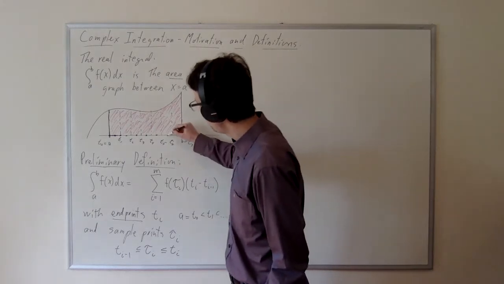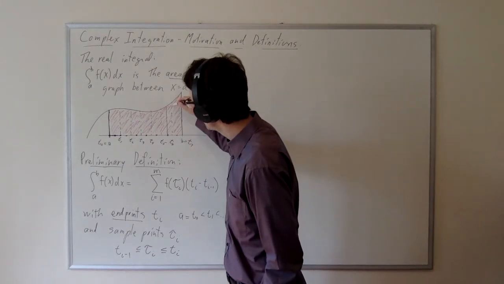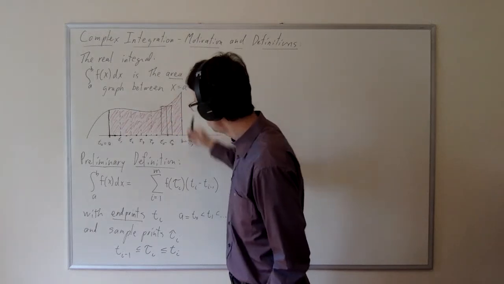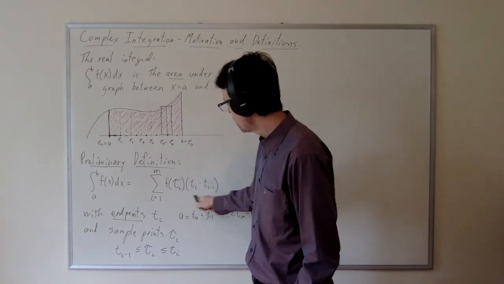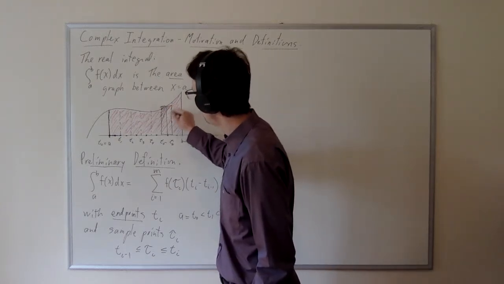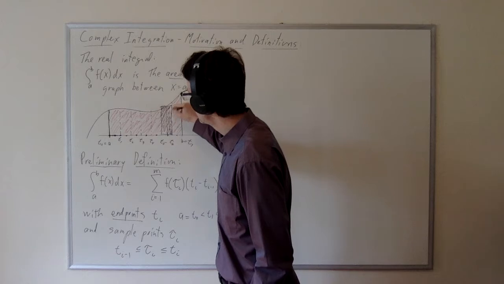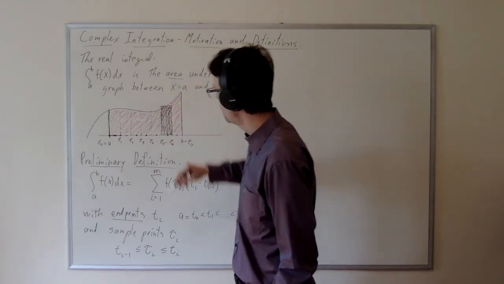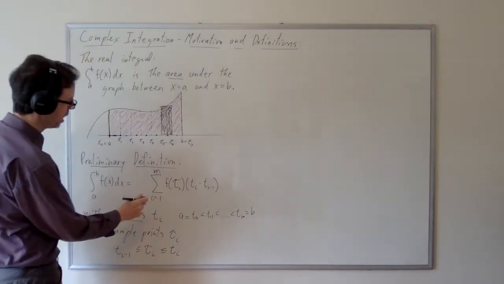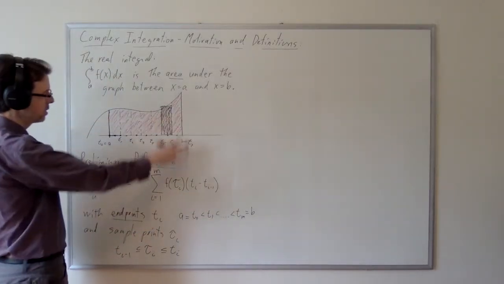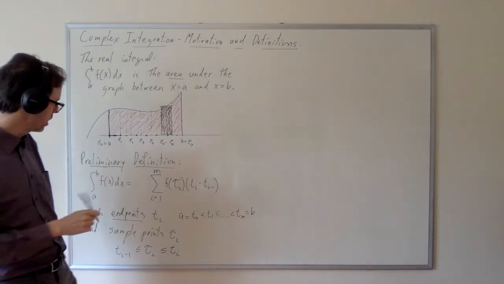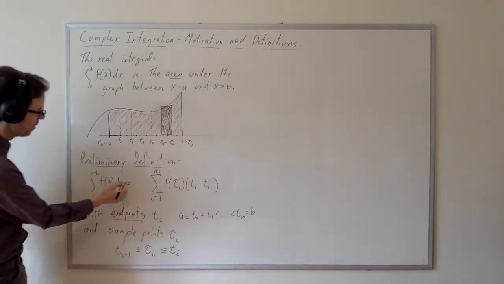f of tau_i is a height estimate for this rectangle, and for each rectangle we are multiplying this height value times this width in order to get the area of the rectangle, and we're approximating the area of the curve as the sum of the areas of the rectangles. Now, I say we're approximating. This summation calculates the sum total of the areas of the rectangles. It does not exactly calculate the area, and so this equals is not quite right here.